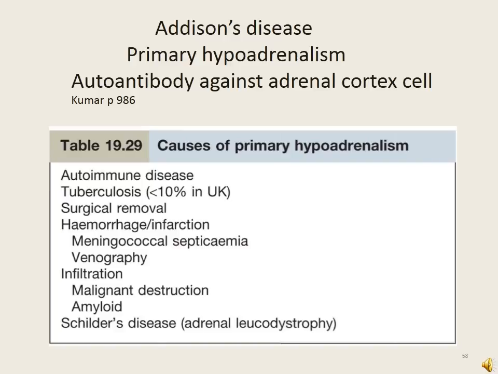The table shows the causes of primary hypoadrenalism. You will see in the table it is an autoimmune induction, as well as some infections that can cause hypoadrenalism, like tuberculosis and meningococcal septicemia.